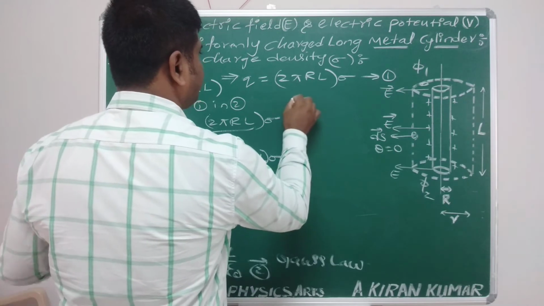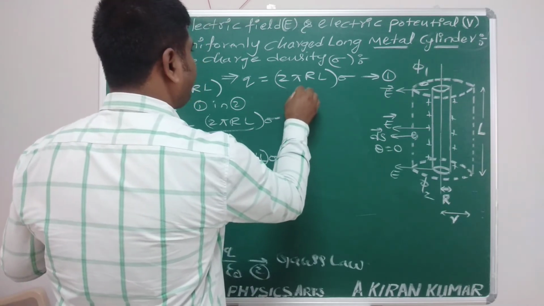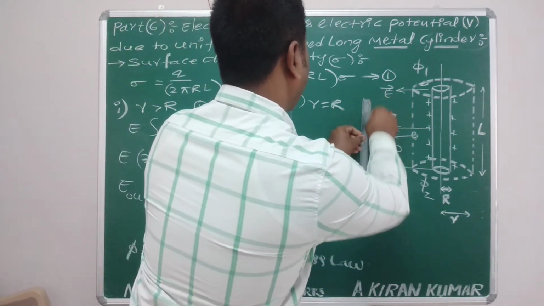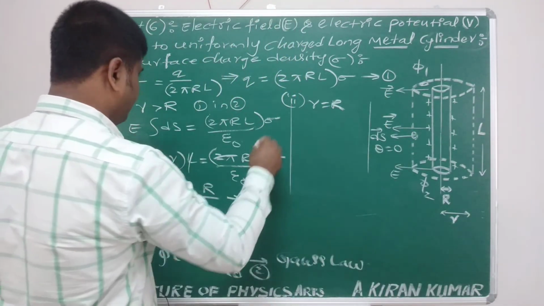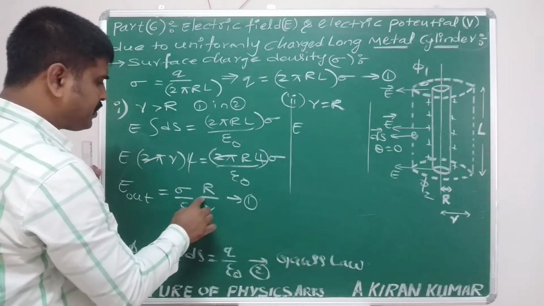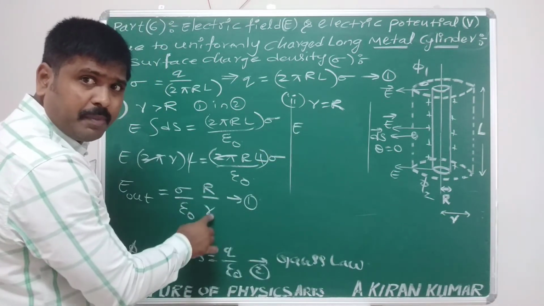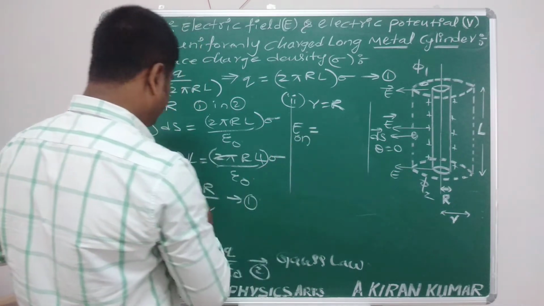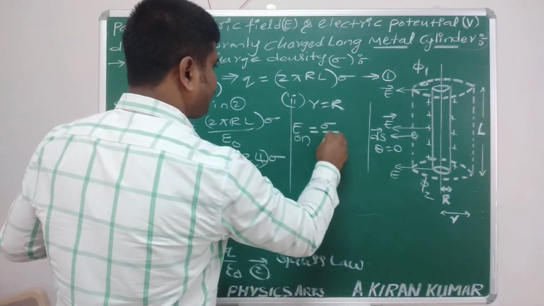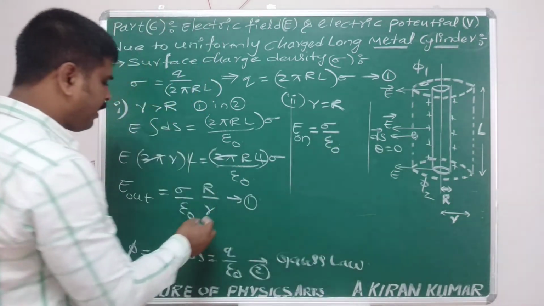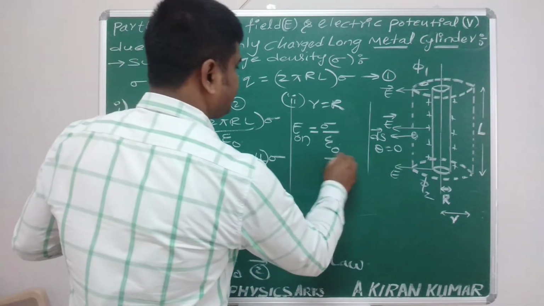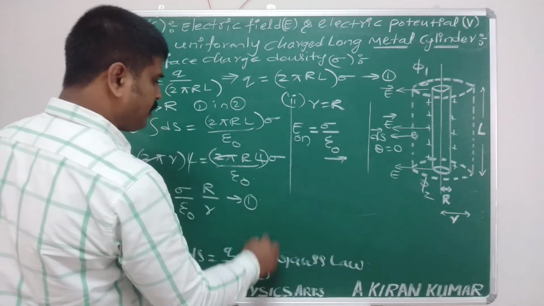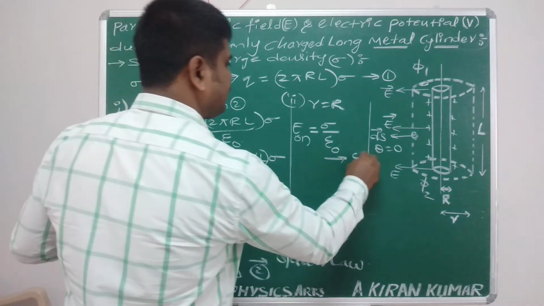Okay, the second case is small r equal to capital R. Think practically: here small r is equal to capital R, so they cancel, and E on the surface is equal to sigma divided by epsilon naught. Small r and capital R cancel, so this is taken as equation number 2. Equation 2 is already taken, so this is 3 and this is 4.